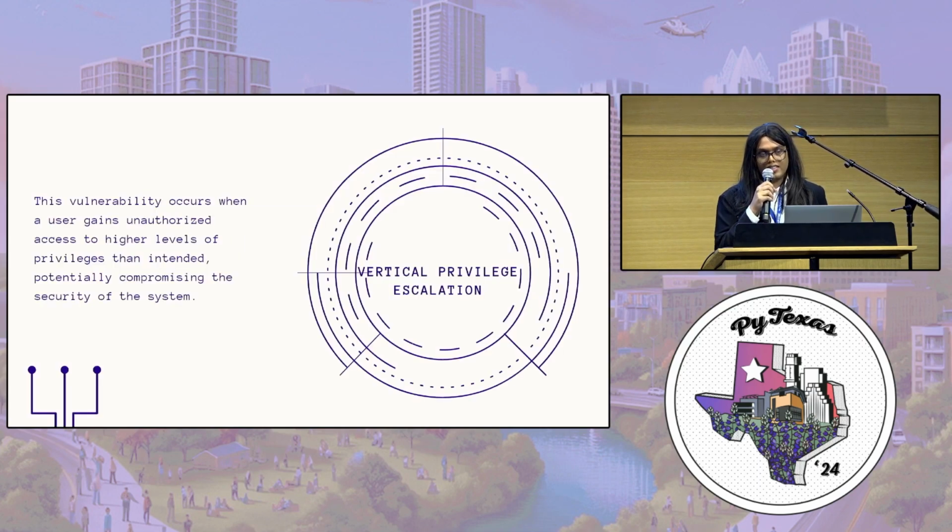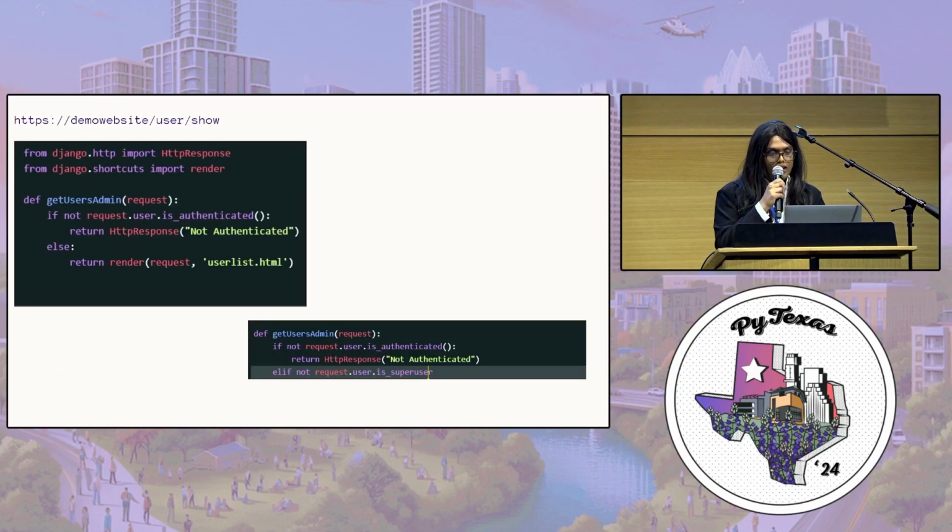Vertical privilege escalation is when, let's say, I'm logging in as a user, but I want to see what would happen. If you can see the website URL on the top, now that I'm logged in, what if I replace that user with admin?